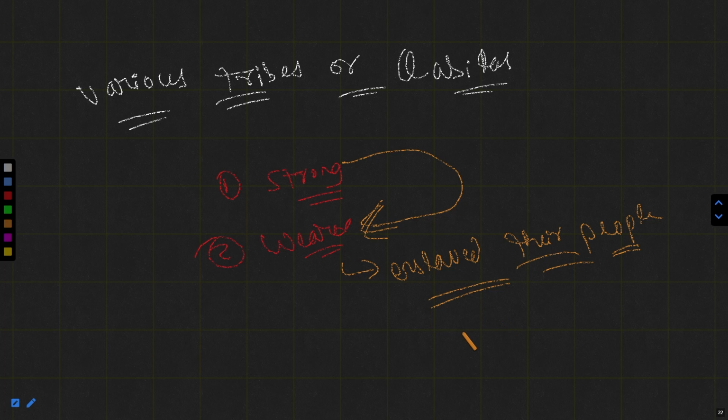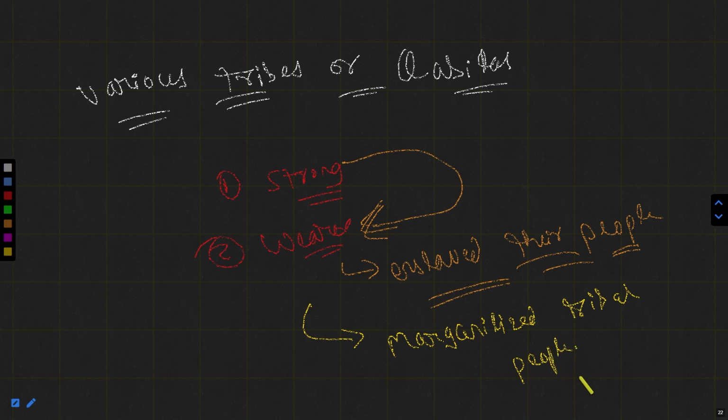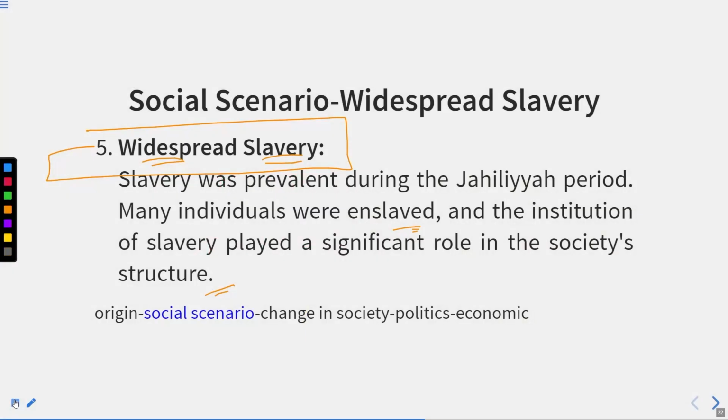Because of this, that was one of the reasons that these marginalized tribal people got attracted to the newly formed Islamic world, because the Islamic world had their identity and had the power to face the challenges. That was the main reason. Got it? So remember, before the introduction of the Islamic world in the Arabian plain, there was slavery because the strong tribes often dominated the weaker ones and established their control over them. So this played a significant role in the society structure prior to Islam, during the Jahiliya period.